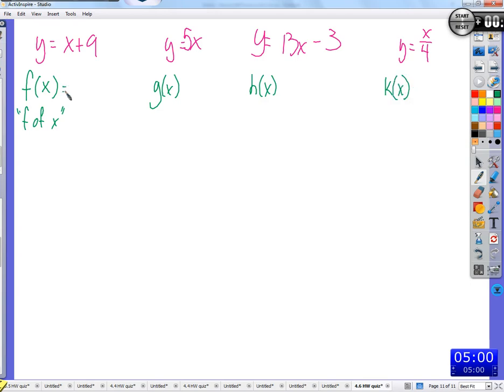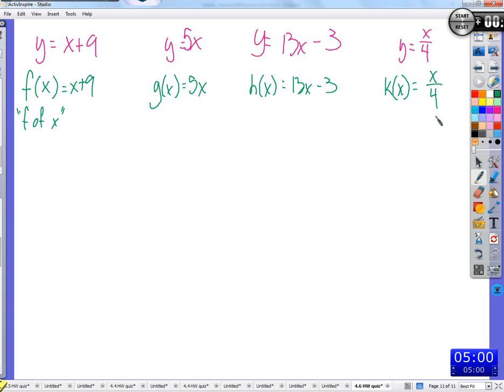So here's f of x. F of x is equal to x plus 9. If you want to know what f of x is worth, what y is worth, you'll do x plus 9. G of x, on the other hand, if you want to find out what its output is, you'll take your input and multiply it by 5. H is 13x minus 3. K is given by x divided by 4.